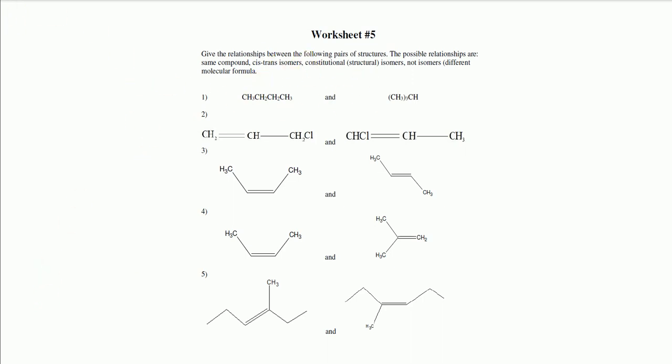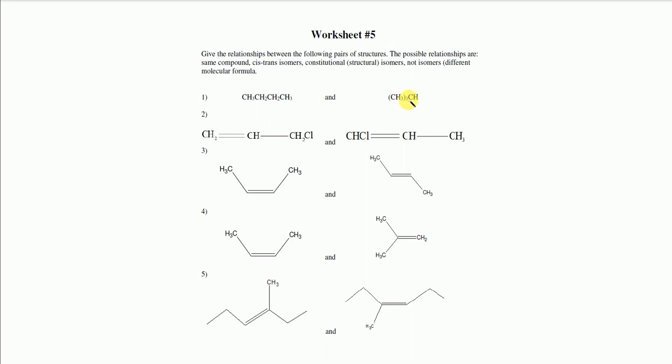Okay, so for the worksheet, let's look at number 1. The worksheet says give the relationship between the following paired structures. You have different options: same compound, cis-trans isomers, constitutional isomers, and not isomers at all, meaning a different molecular formula. The first one, I have CH3, CH2, CH2, CH3, and CH3, CH.